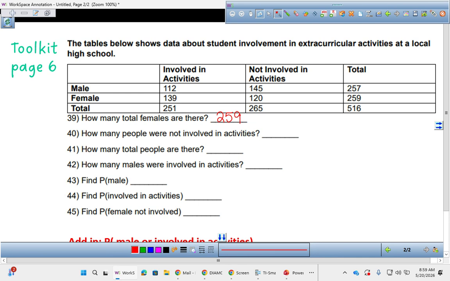The next one says, how many people were not involved in activities? It doesn't specify a gender. I just want to know how many people aren't involved. So I'm going to go to not involved. And this is a column, so I'm going to go down. These are the males that weren't involved. These are the females that were involved. These are the total not involved. So this one is 265.